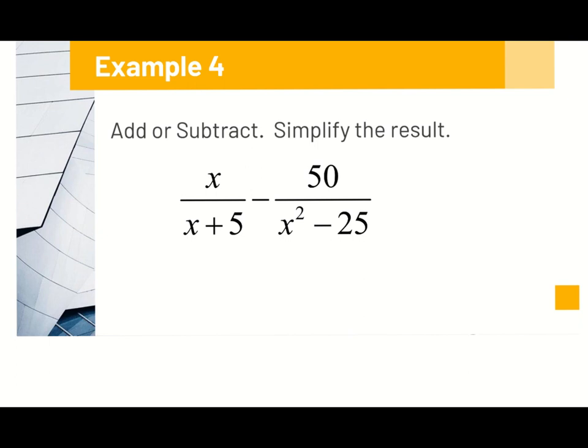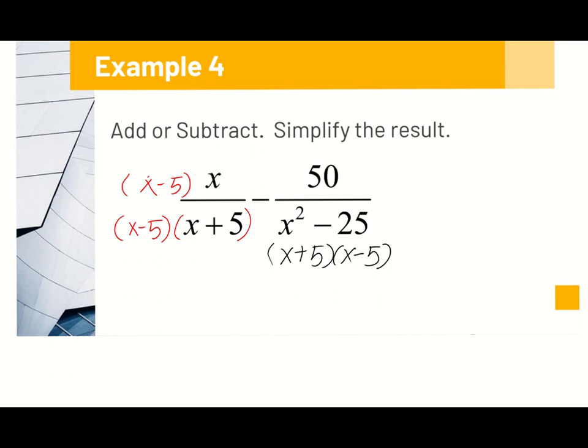All right, so looking at this problem, we have x squared minus 25, and then we have x plus 5. Not like denominators, but remember, if I can factor, I want to factor to see if they have anything in common. So when I factor this, it's a difference of two squares, so x plus 5, x minus 5. So I can see that they have an x plus 5 in common. Well, they also need to have an x minus 5 in common, so I need to multiply this first one by x minus 5 so that they have the same denominator.